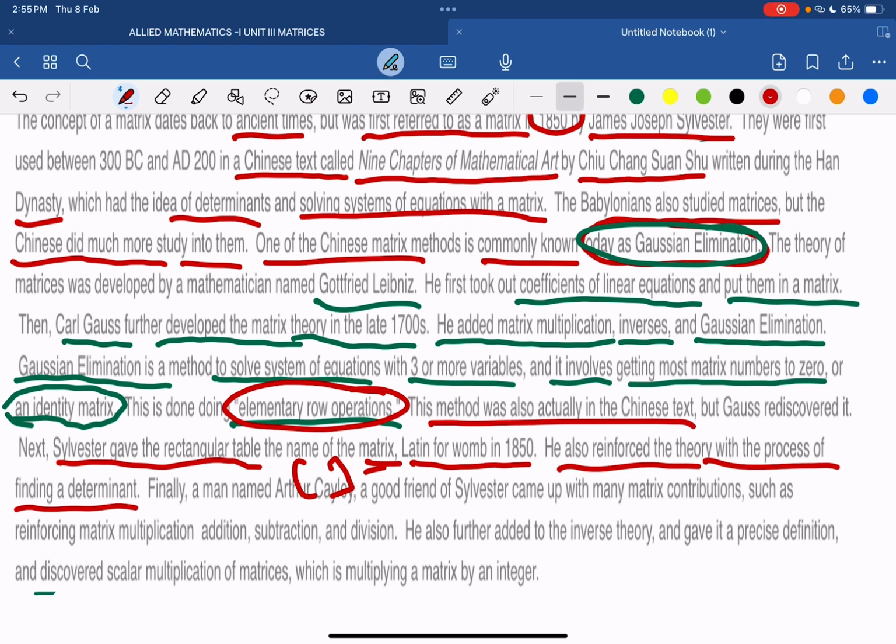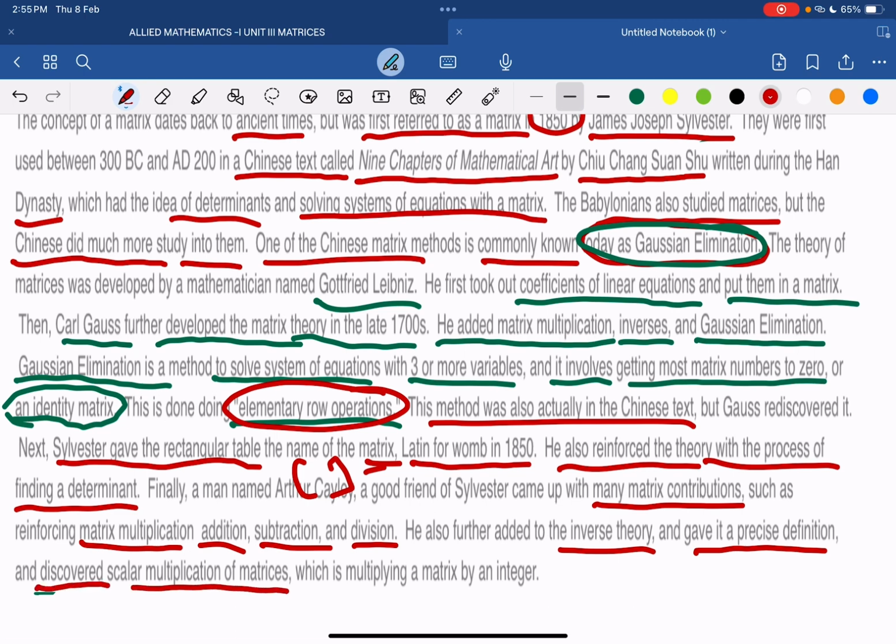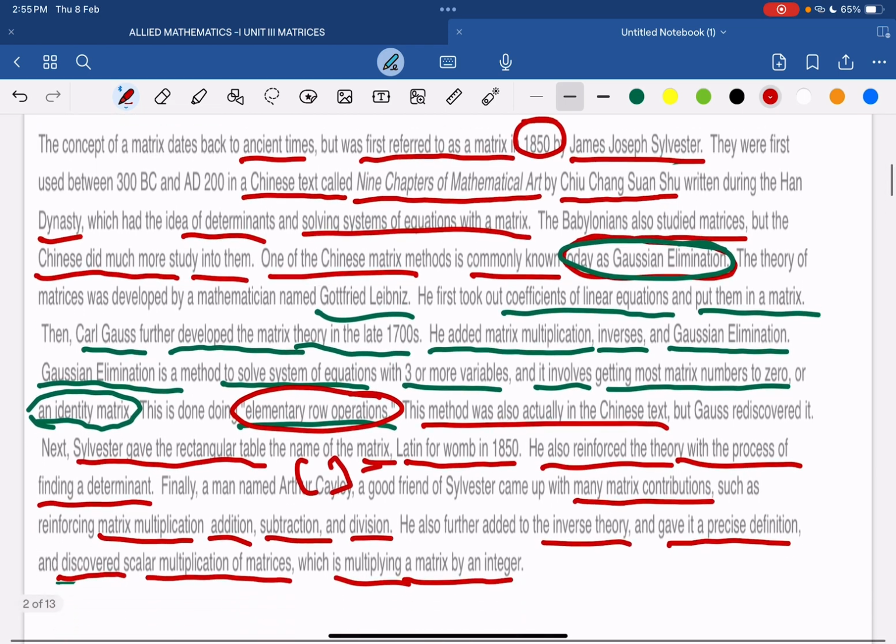Finally, Arthur Cayley, a good friend of Sylvester, came up with many matrix contributions such as matrix multiplication, addition, subtraction and division. He also further added to inverse theory. He gave precise definitions, including scalar multiplication of a matrix by multiplying the matrix by an integer. So this is the history of matrices.